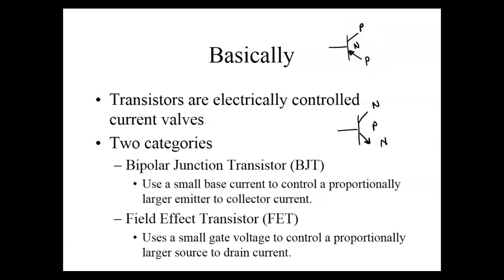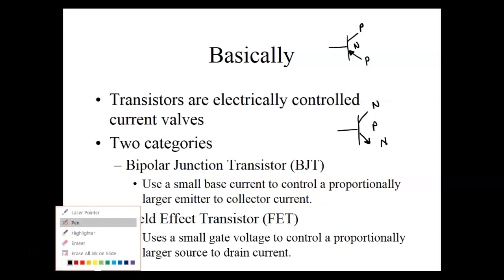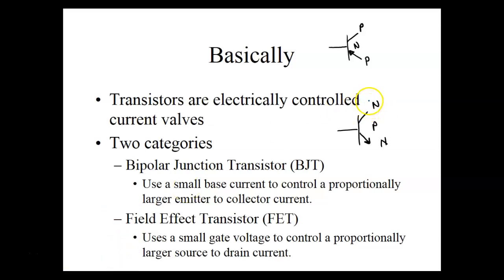Now, what turns them on depends on how we bias them. This lead here, this is called the collector. This lead is referred to as the emitter, and this lead is referred to as the base. So your main current valve is right here.